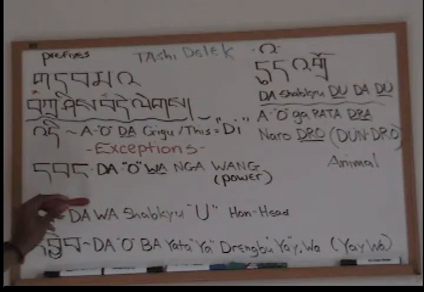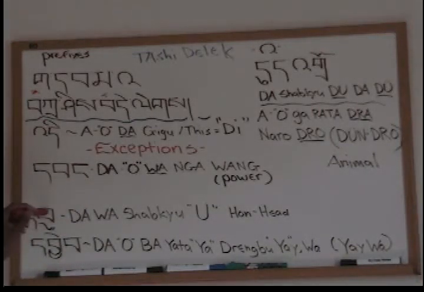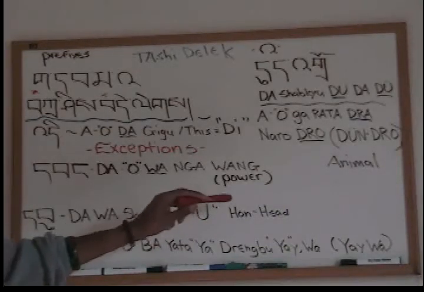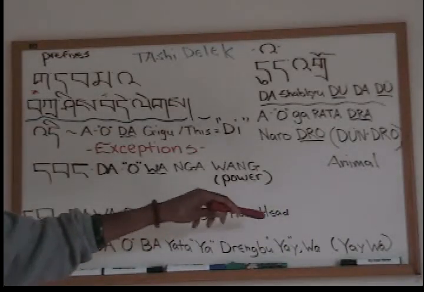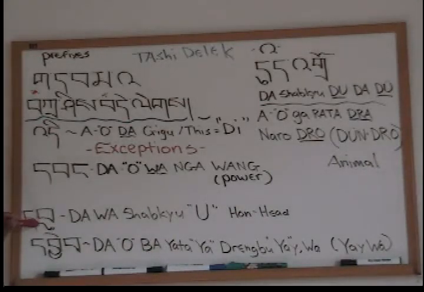I forgot to write o. This is the prefix. So da, o, wa, shop cue, u. Head, it means head, it's the honorific word for head. So this whole composite letter here will be oo. Okay, I hope that makes sense. I know it's complicated, but that's just the rule for this spelling.